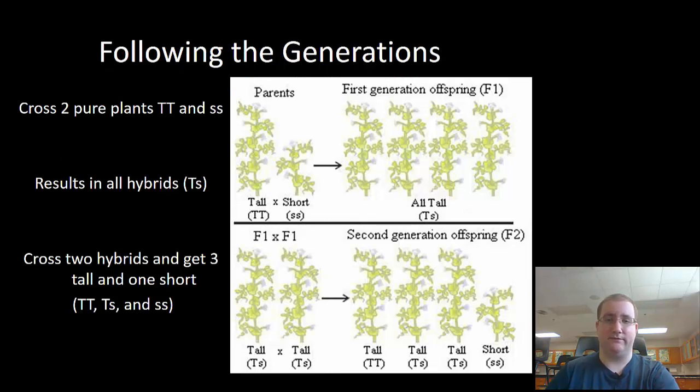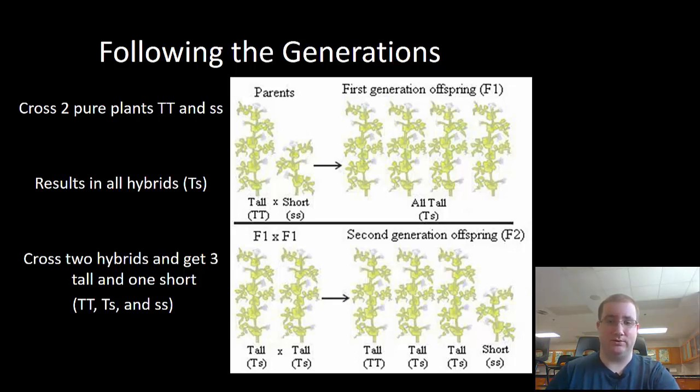So if we follow the generations, we have the P1 generation, which is a homozygous dominant tall plant being mated with a homozygous recessive short plant. When we mate them, we end up in the F1 generation, the first generation of offspring, all being heterozygous, so they actually end up all being tall.